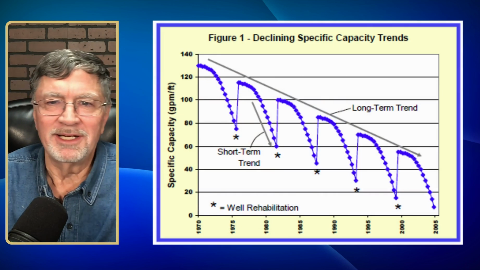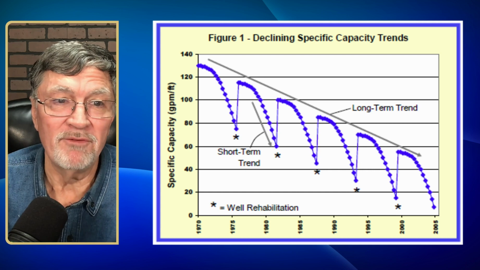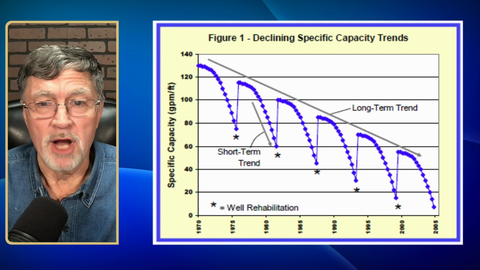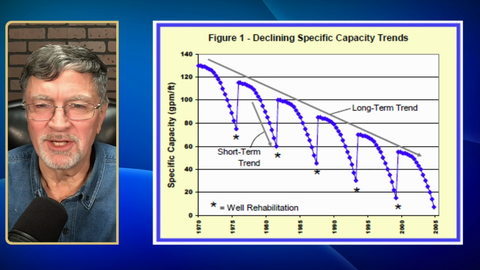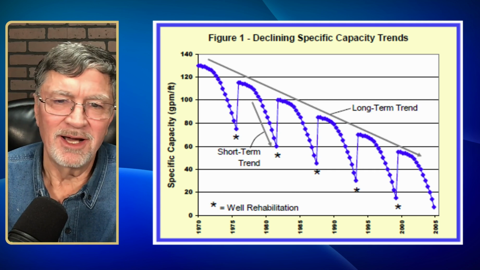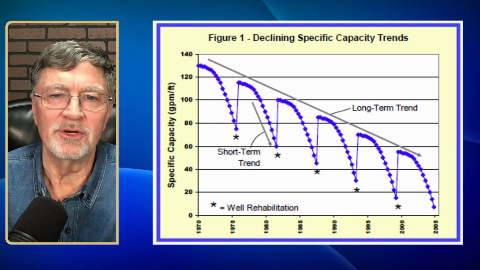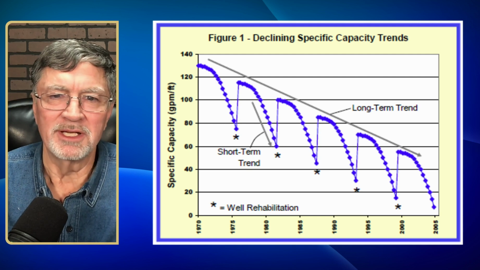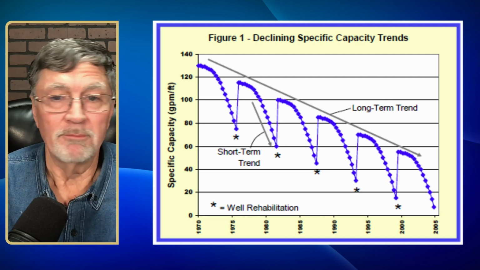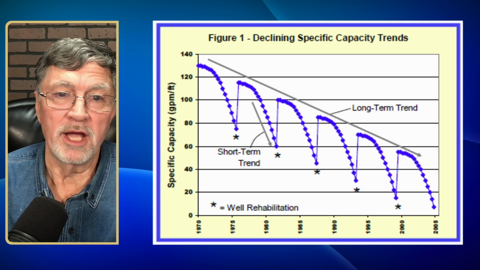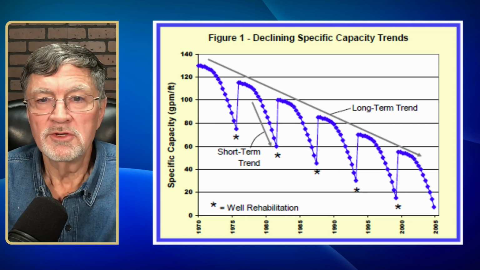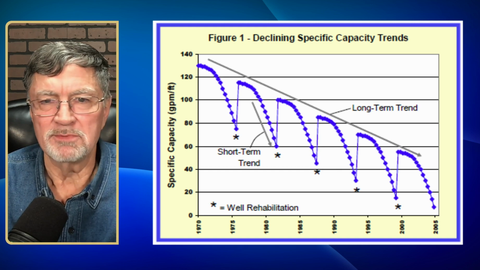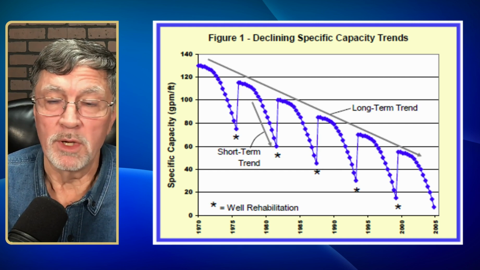So let's look at a hypothetical case and the benefits we can get from doing regular well rehab and doing it properly. On the x-axis here, we have time in 5-year increments. On the y-axis, we have specific capacity, which is measured in gallons per minute pumping rate per foot of drawdown. That's a good way of measuring the capacity of a well. The blue dots indicate the specific capacity in that well at that point in time.